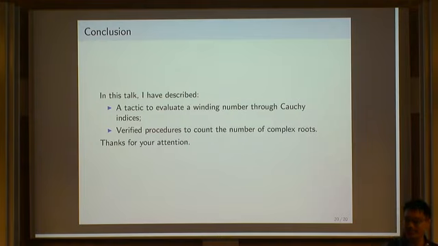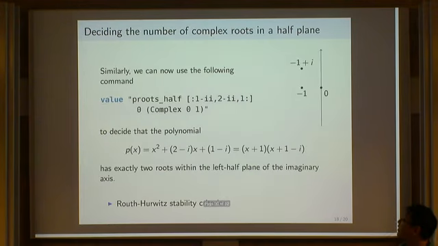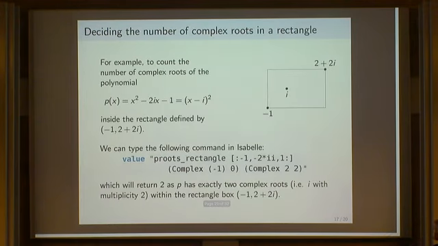Questions? Yeah. What happens if one of the zeros is on the path, or very close to it? Near the border, that should be fine. If the root is very close to the path.